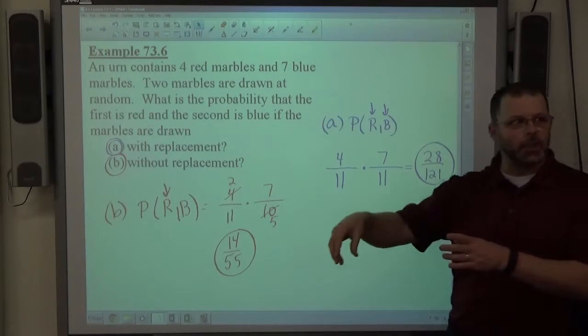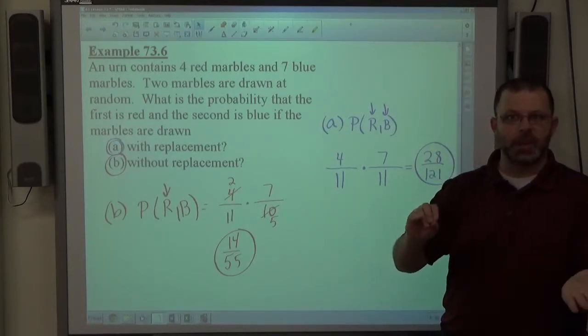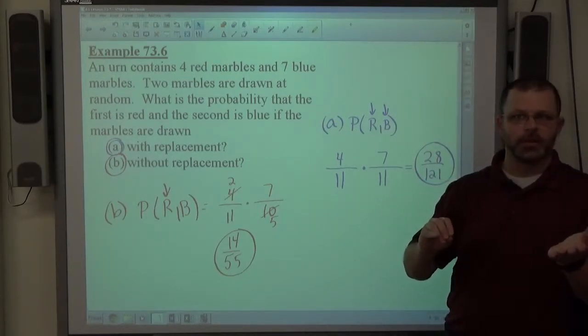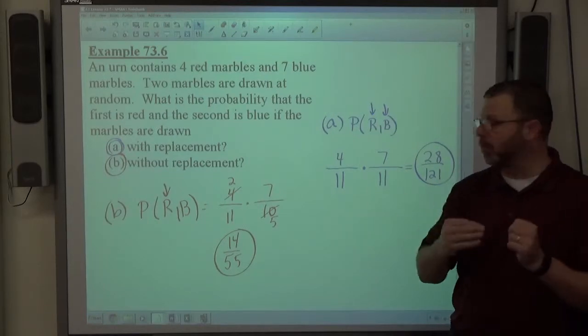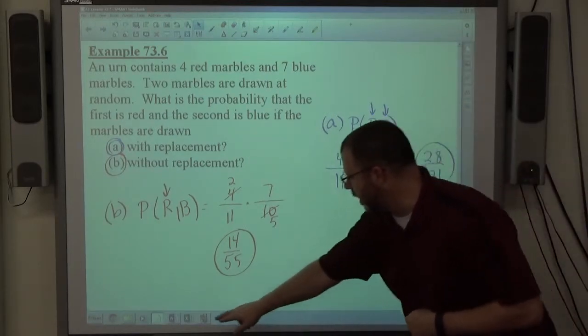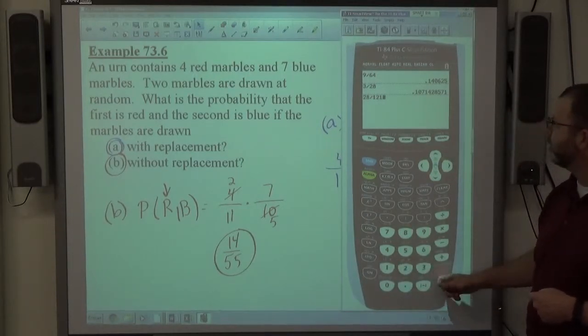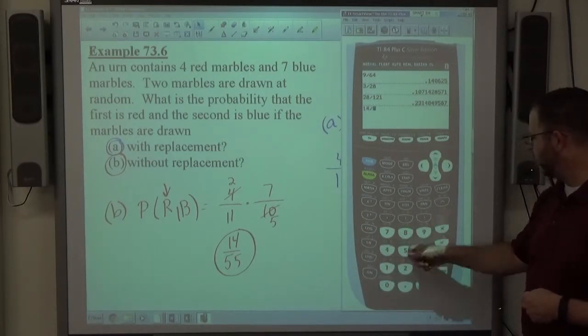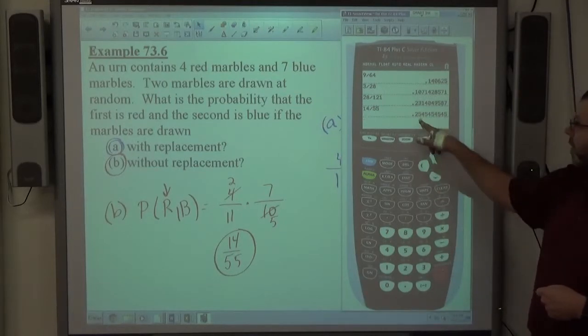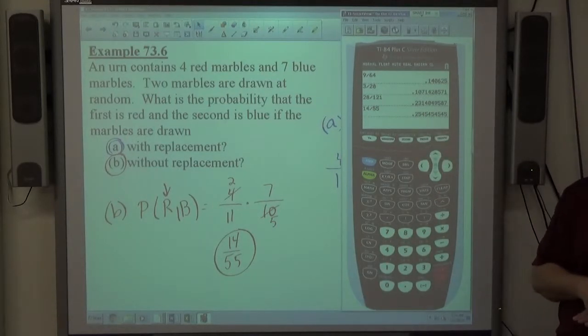Because by taking a red marble out, the chance of getting a blue on the second pick should increase a little bit, right? Because now there's more blue marbles compared to how many marbles there are. So if we just want to verify that, 28 divided by 121, that was our first one. And 14 divided by 55 is our second one. 25% as opposed to 23%. So it is a little bit better.